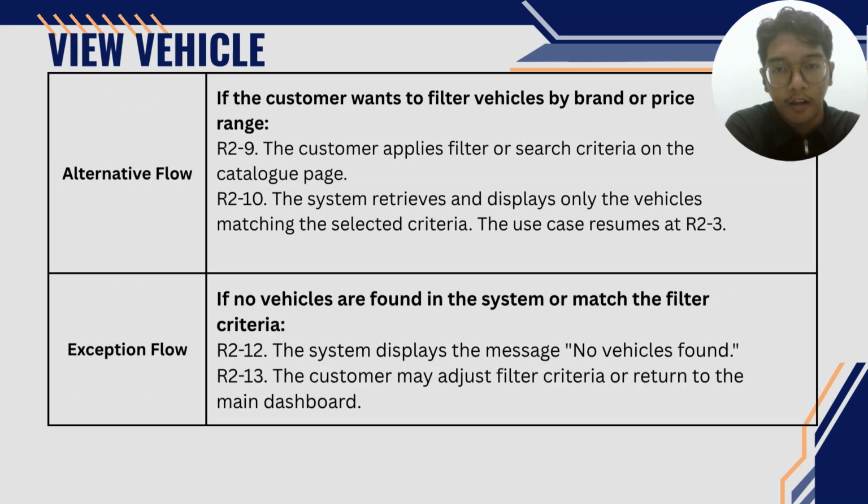Next is the alternative flow and the exception flow. In the alternative flow, if the customer wishes to narrow down their search, they may apply the filter and search criteria, such as filtering by brand or price range. The system will then retrieve and display only the vehicles that match the selected criteria and the use case resumes from the vehicle selection step.